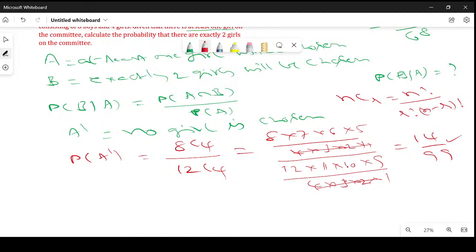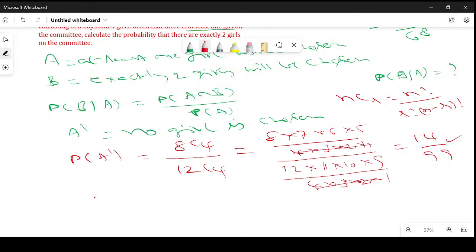I have done it directly. 7 won't get cancelled here. The other term, 48, you can cancel. You will get 99, since 11 into 9 is 99, and 7 into 2s, that 48 into 5. Like that I simplified, and 14 by 99 comes. This is P of A complement.